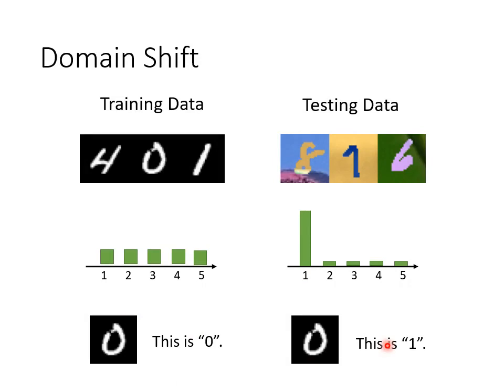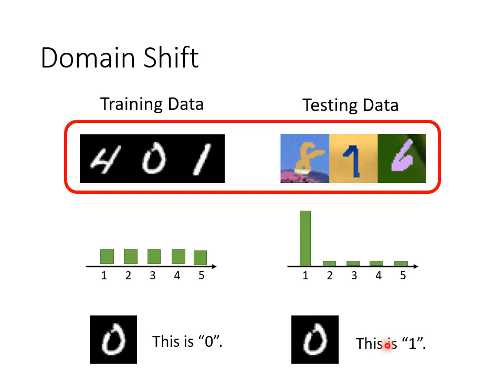It's not impossible. It's also possible that the relationship between the input and the output is not identically the same in the training data and in the test data. Then this is another kind of domain shift. Today we will only focus on the domain shift with different data.